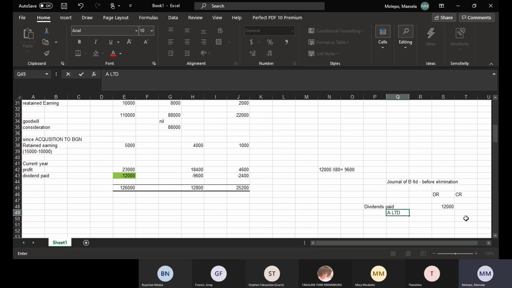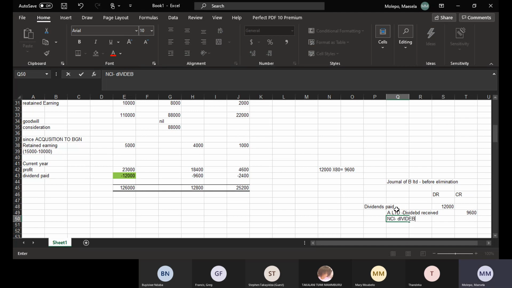And A Limited will get an amount of 9,600, which will be the dividend received by it. And then another part goes to the people outside the group. So the NCI will be the people outside the group, the non-controlling part. So it will also be the dividend received by them.